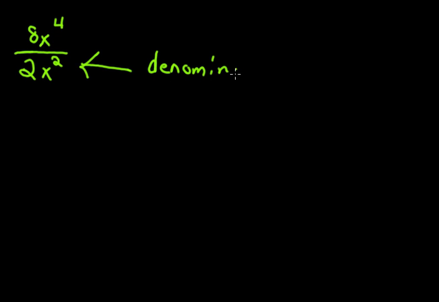to the fourth divided by 2x squared. So when I say dividing by a monomial, it means the denominator is a monomial.